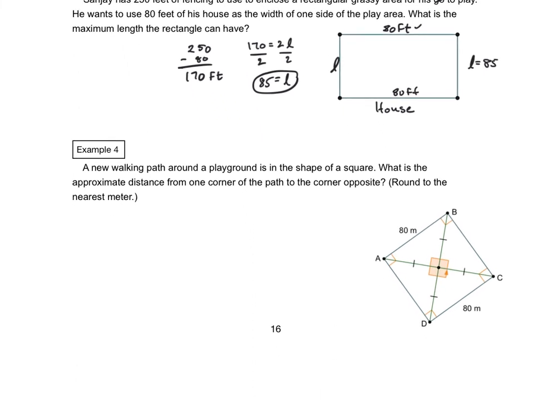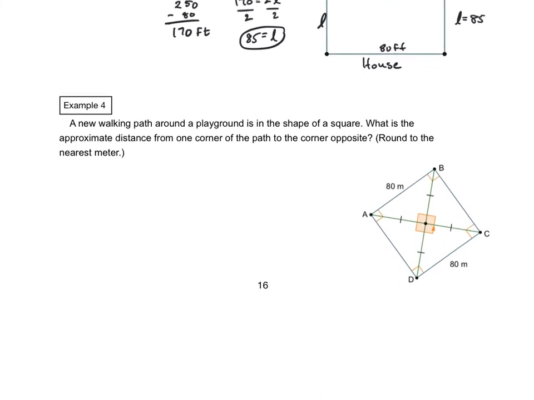Now here it says we have this new walking path around a playground, and the playground is in the shape of a square. What is the approximate distance from one corner of the path to the corner opposite? So we are looking for opposite angles, right? For example, this angle and this angle. What is the distance between angle C and angle A, or the vertex, those corners? So what can we do to figure that one out?